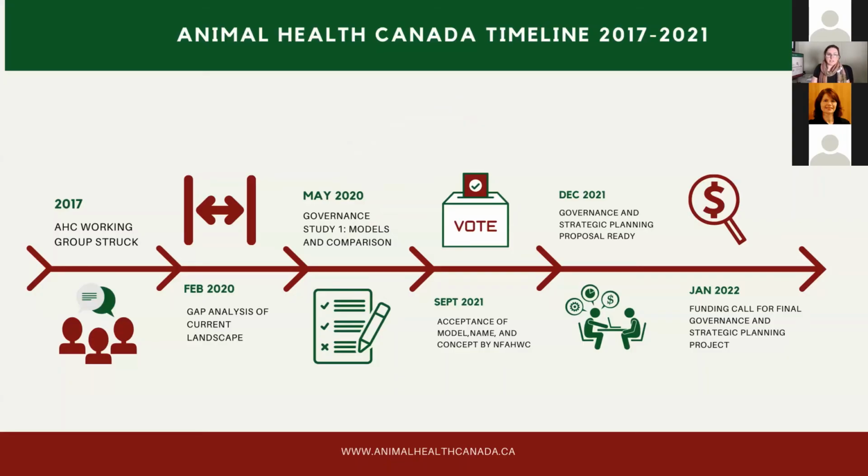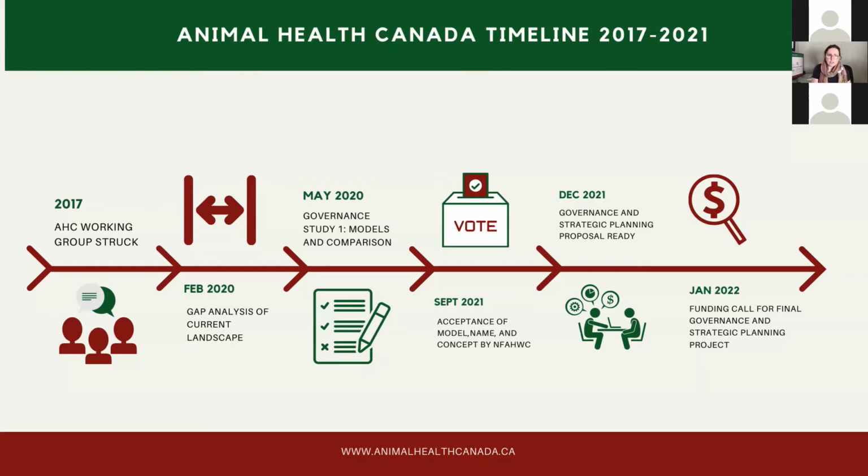You may have seen this last time if you attended last time, but in case you're attending for the first time, in 2017 there was a working group called the Animal Health Canada Working Group that was struck external to the National Farmed Animal Health and Welfare Council, which is our previous name. They were working on how to respond better to emergency management situations and animal health and welfare issues.